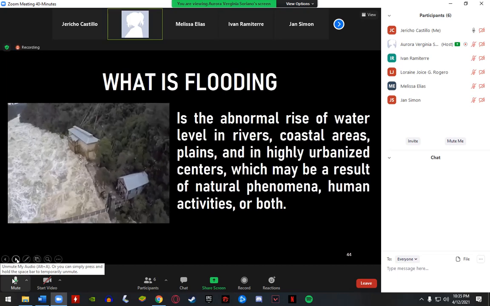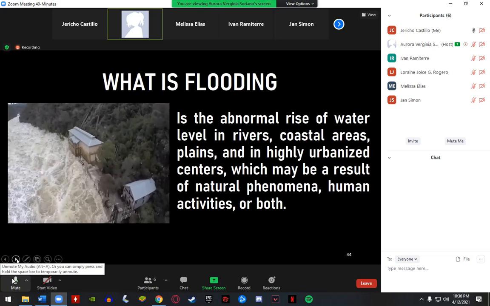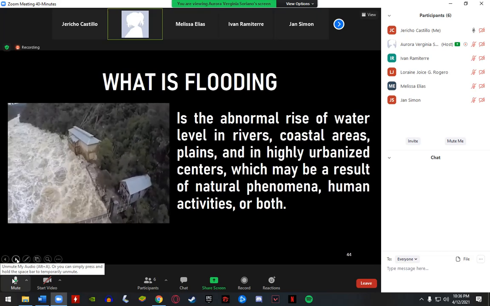What is flooding? So, flooding is the abnormal rise of water level in rivers, coastal areas, plains, and in highly urbanized centers, which may be a result of natural phenomena, human activities, or both.